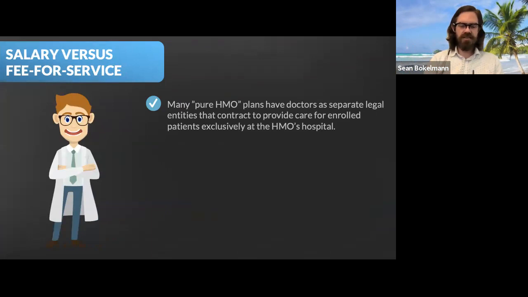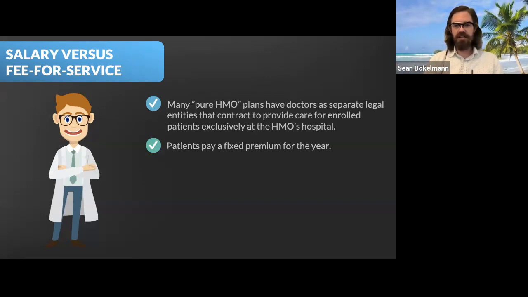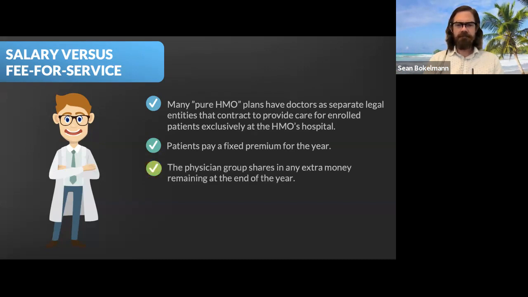So how does it work with HMOs? So as it turns out, most doctors are essentially separate legal entities, and they enter a contractual agreement to provide care for the HMO's enrolled patients, typically exclusively at the HMO's hospital, whether it's their own hospital or a hospital they have a contract with. And then patients pay a fixed premium for the year of coverage. And then the physician group gets to share in any extra money that's left over at the end of the year. So they get a bonus if they cut costs, right?